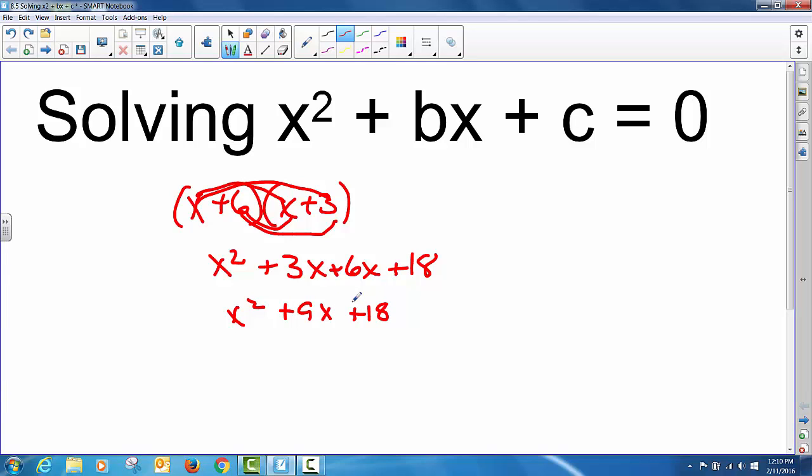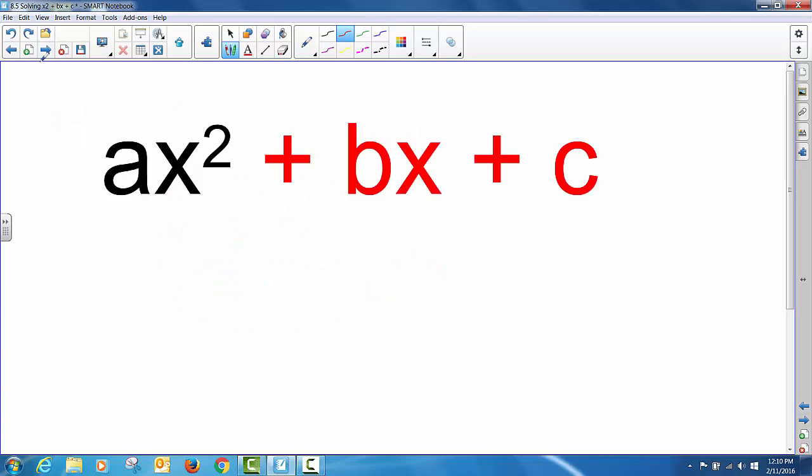Well, that's multiplying polynomials. What you're going to be doing now is going backwards. You're going to be given this information and you're going to go backwards and find out what the multipliers were. Let's look at the first one. The situation is when there's a plus in front of the number and a plus in front of the bx, okay?